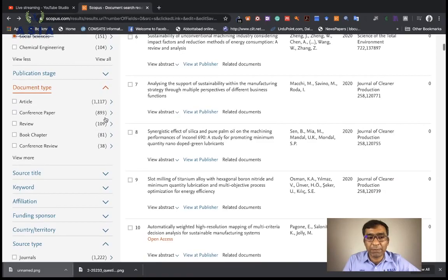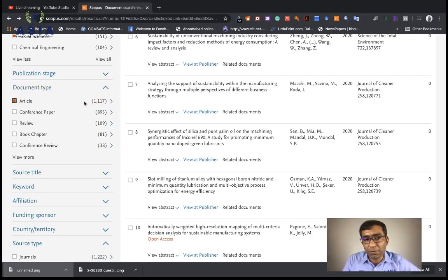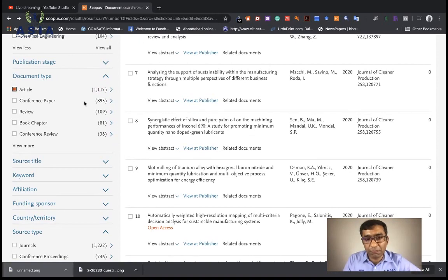And the document type, as I told you, whether you want to take full article, conference paper, review paper, book chapters, conference reviews, or many other options are available. So I just want to take only review articles. Okay, only full articles, and maybe I can include review and conference paper. It depends on your inclusion and exclusion criteria.